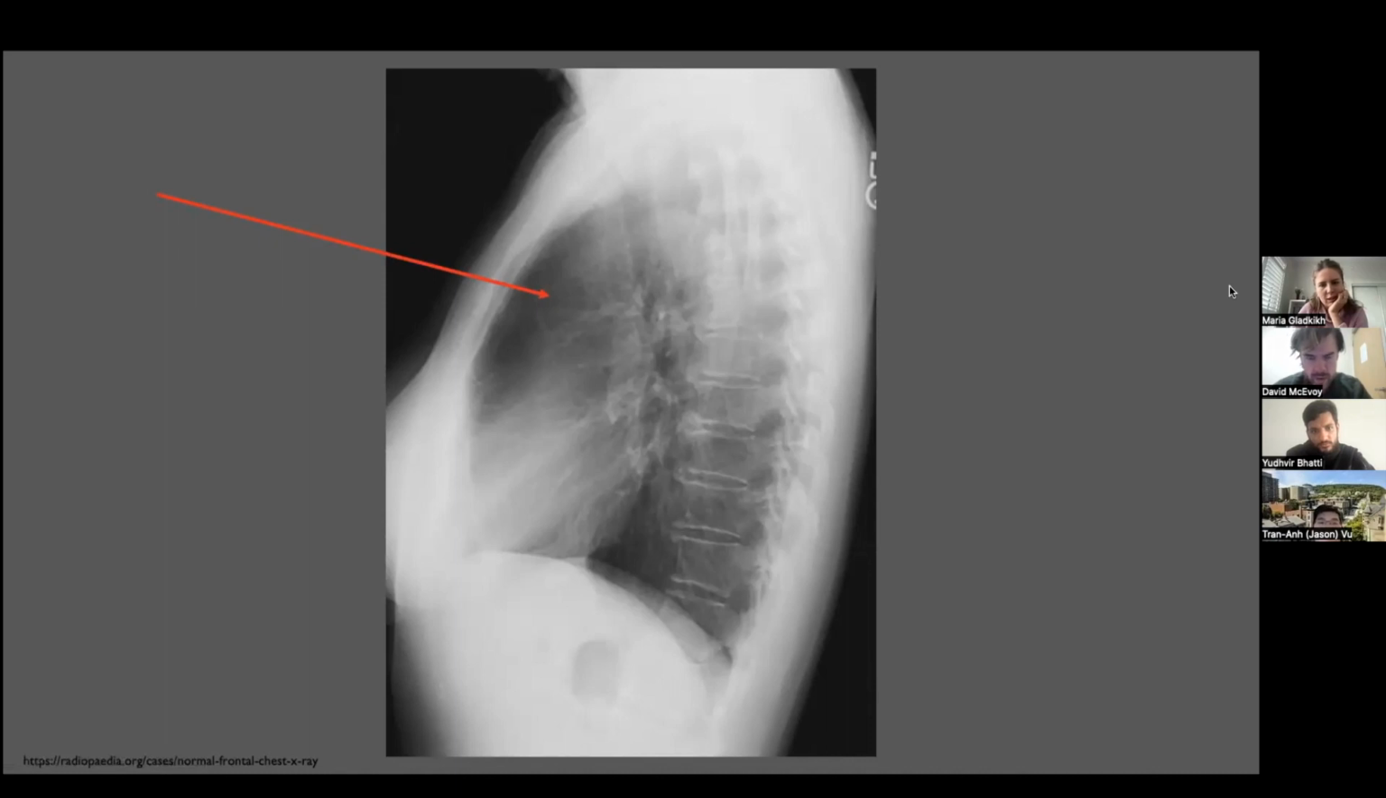That's correct. That's the retrosternal space. Awesome. What is this? I hope the arrows are clear.